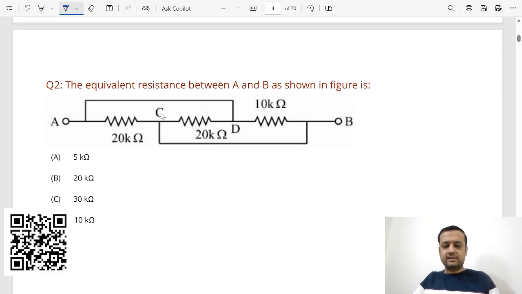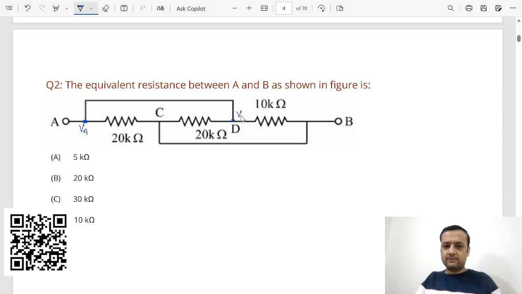Let us have a look at this question here. The equivalent resistance between A and B we have to find. Now, very easy question. Suppose let me call the potential here VA. Now you can see this is connected with this, so we can say this potential will also be VA. All right. And if I call this potential VB, so you can see this is a wire, so this potential will also be VB.